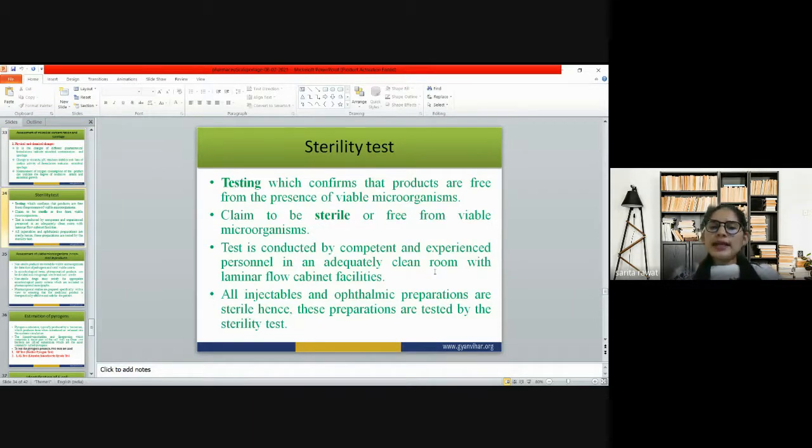Now the sterility test. This is testing which confirms that products are free from the presence of viable microorganisms. A product claimed to be sterile must be free from viable microorganisms. The test is conducted by competent and experienced personnel in an adequately clean room with laminar flow cabinet facilities. All injectable and ophthalmic preparations are sterilized, hence these preparations are tested by the sterility test.